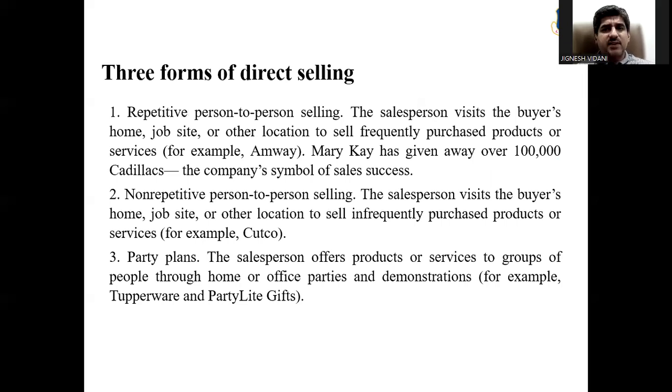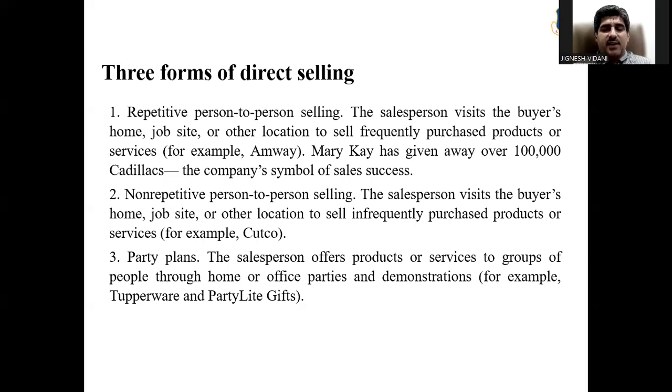The salesperson visits the buyer's home, job site, or other location to sell frequently purchased products or services. For example, Mary Kay has given away over 1 lakh Cadillacs, the company's symbols of sales success.